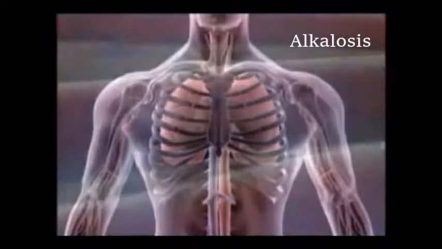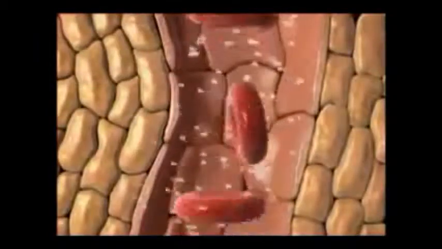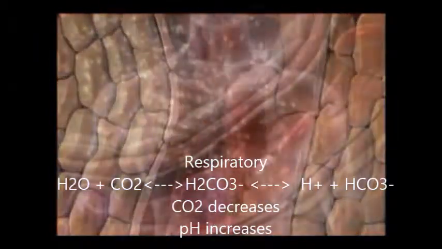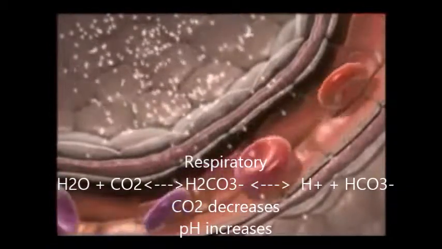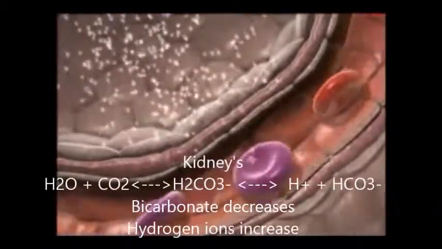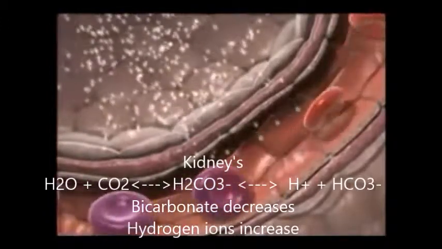Alkalosis is a decrease in hydrogen ions in the blood. An example of alkalosis is respiratory alkalosis, which is a result from decreased blood levels of carbon dioxide. When this occurs, the pH of blood increases and becomes too alkaline. The kidneys compensate by absorbing bicarbonate and retaining hydrogen ions.